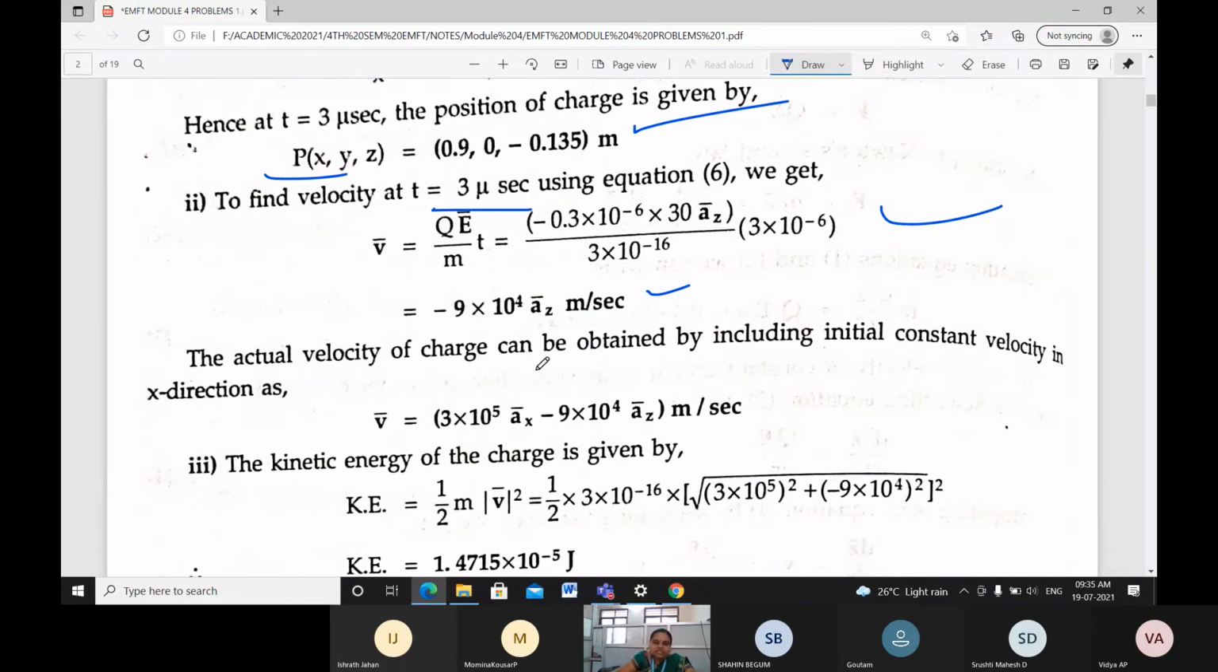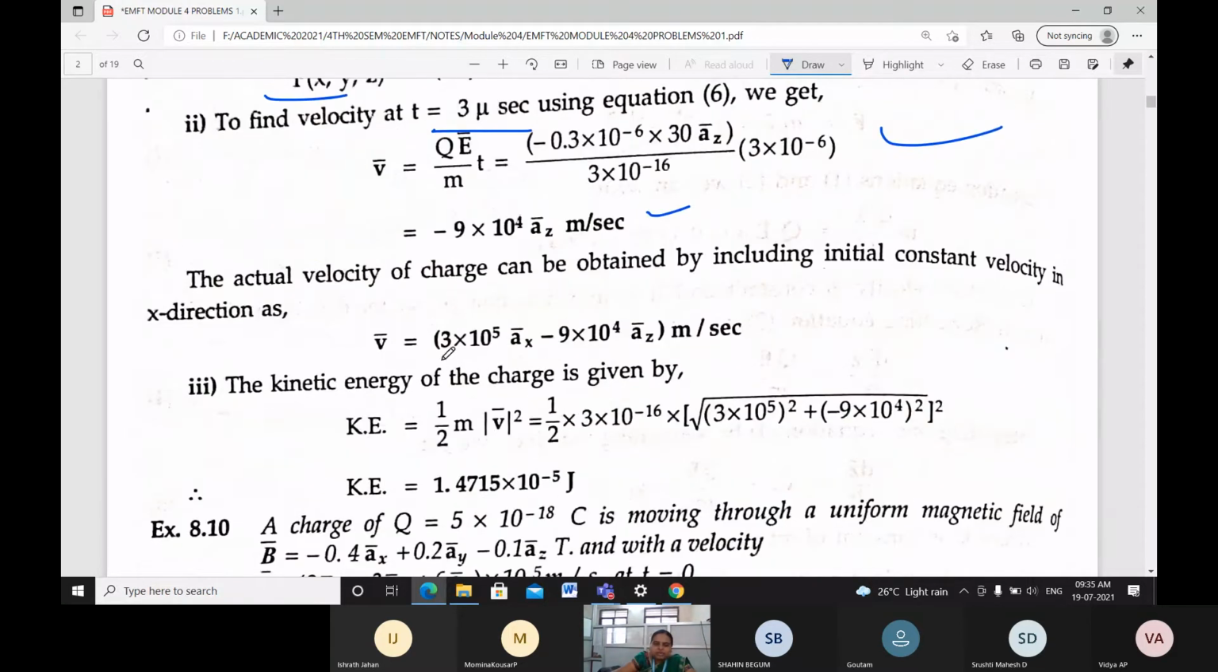So the actual velocity of the charge can be obtained by including the initial constant velocity in the X direction. Therefore, we take both velocities, in the X direction and also the Z direction. Therefore, V is 3 into 10 raised to 5 AX minus 9 into 10 raised to 4 AZ meter per second. This is the velocity. Then the kinetic energy of the charge, KE, is 1 by 2 m v squared, the mod of velocity squared. We got the total velocity here, right? For this, we have to take the mod.